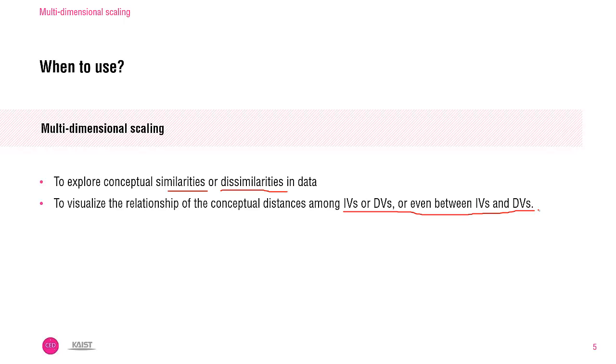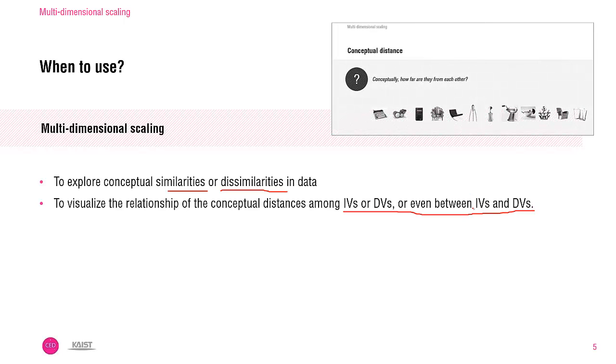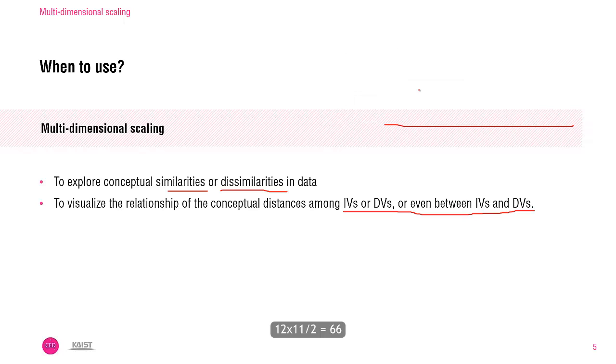Going back to the example case, suppose you need to estimate the distance between the following 12 products. You need to know 12 by 11 divided by 2, so you need to know 66 distances. How would you answer this question?